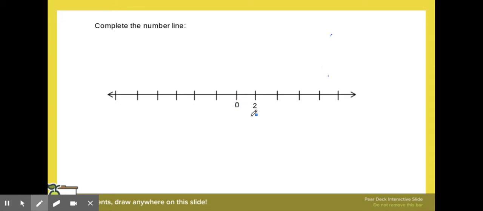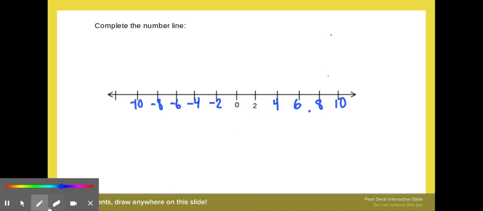I'm going the other way too. So if my positives are going to the right, 0, 2, I would keep with the pattern, 4, 6, 8, 10. Now going to the left, I'm starting at 0 and I'm going left, so it's negative. So it'd be 0, and I'm still counting by 2s for this whole number line. -2, -4, -6, -8, -10. So sometimes you have to be careful and watch out and see if there's a different scale than counting by 1.